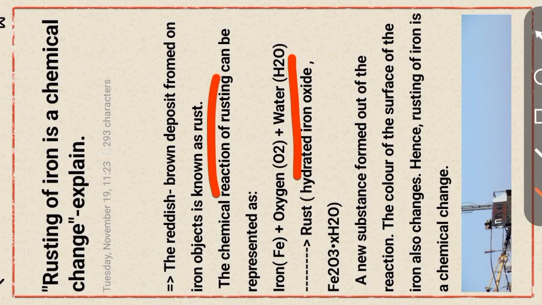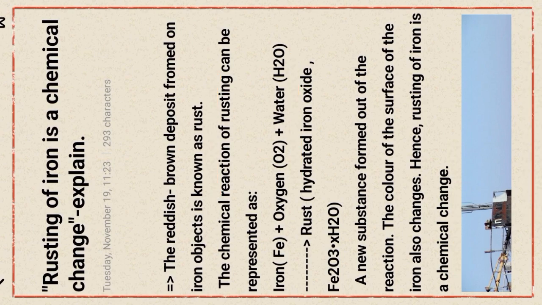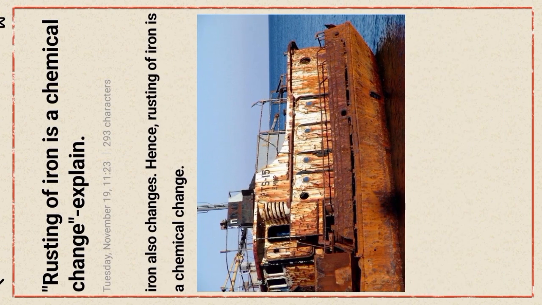The color of the iron also changes. Hence, rusting of iron is a chemical reaction. For example, damage of a sieve is an example of rusting. So the picture shows a proper example of rusting.